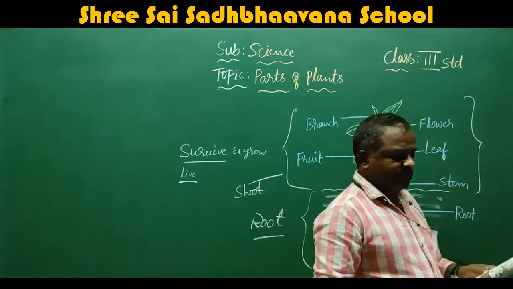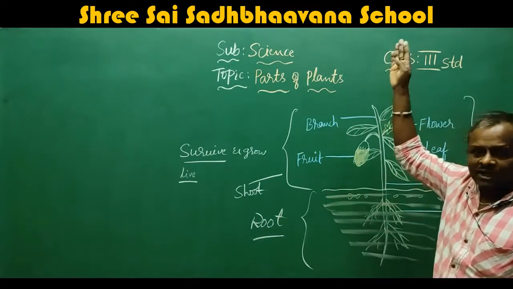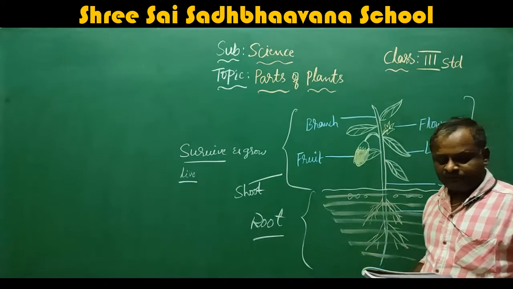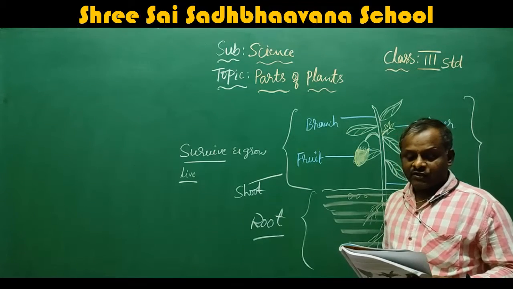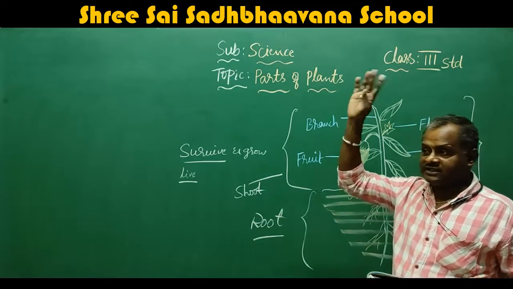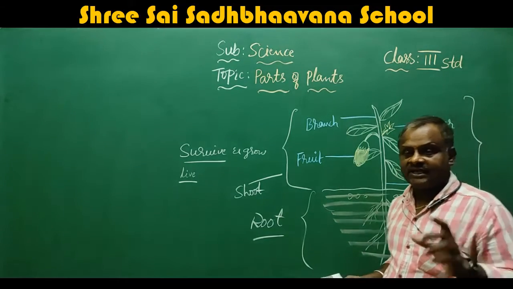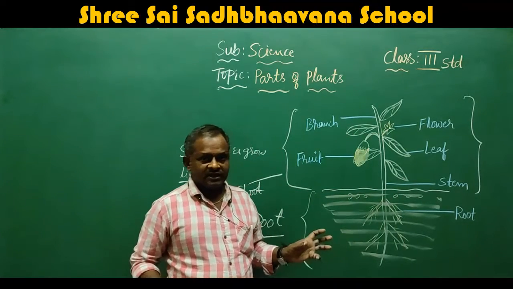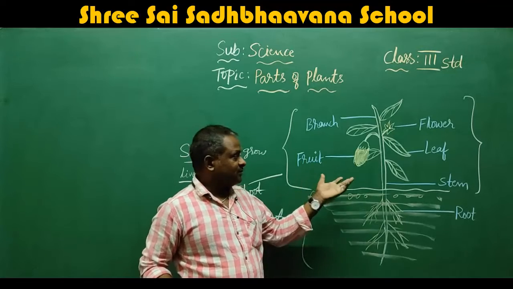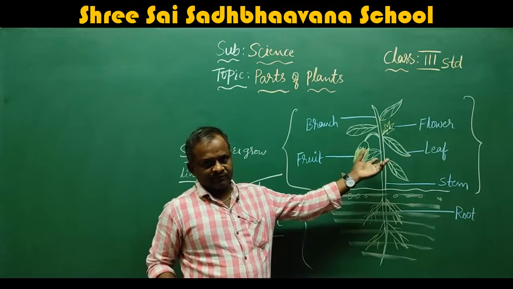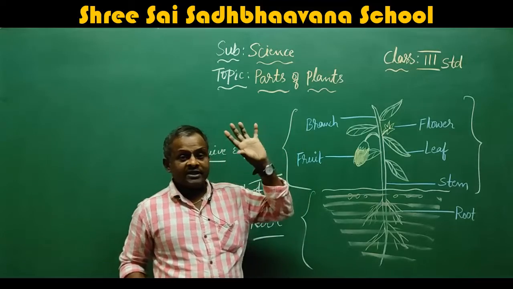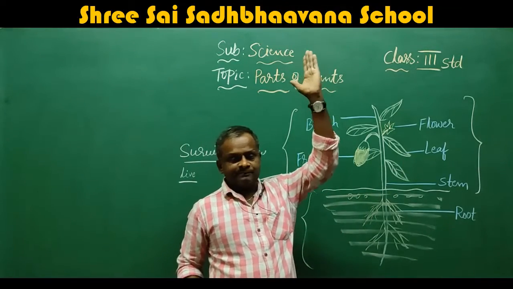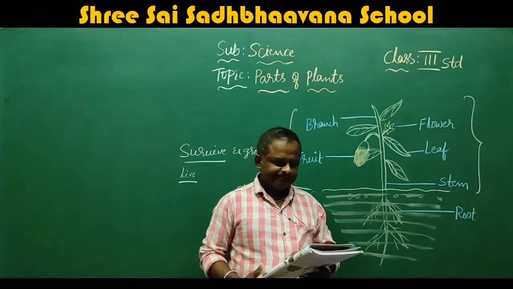It always grows upwards. The shoot system always grows upwards and towards the sunlight. Why towards the sunlight? To absorb the sunlight and to develop, that means to improve photosynthesis. It grows upward to get more sunlight for the purpose of photosynthesis.